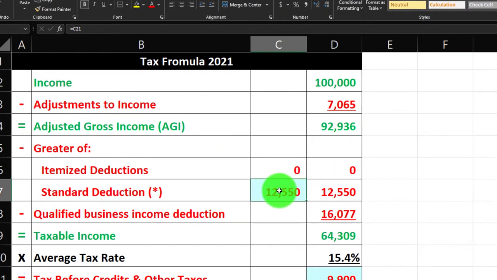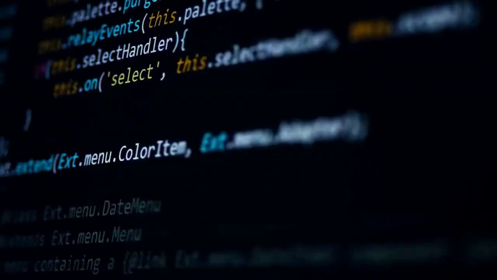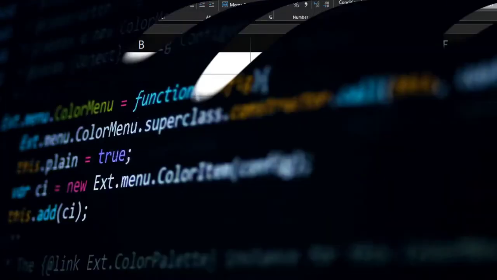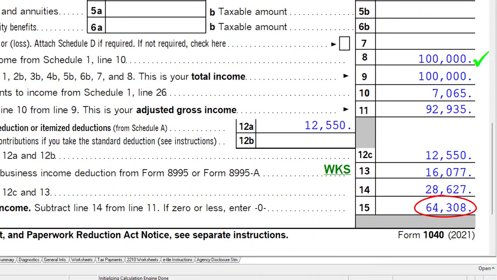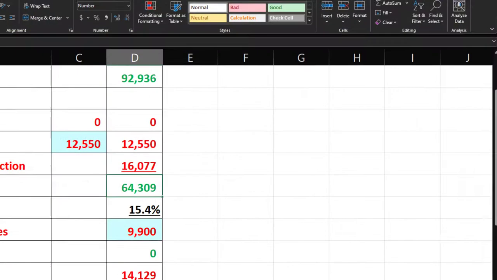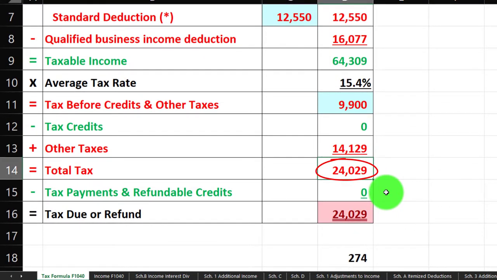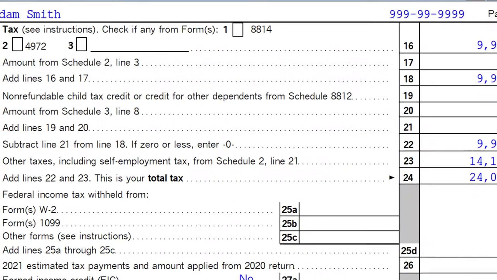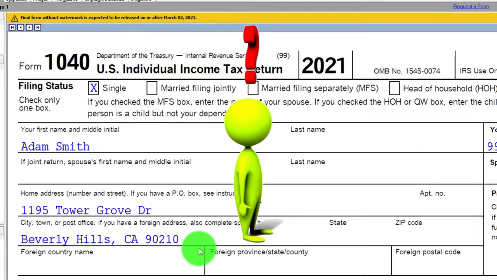And then we got the standard deduction. We've got the 1,677 qualified business income deduction, which at this point, we're just going to depend on the software to help us out. We might look into that in more detail in a future presentation to get us to the 64,309. So there's the 64,309, depending on the software to calculate the income tax. 9,900, so this is the federal income tax, and then adding that to the self-employment tax gets us to the 24,029, and that's going to match what we have here. So that's going to be basically our starting point. Now our focus here is on the self-employment tax. So what is the self-employment tax?